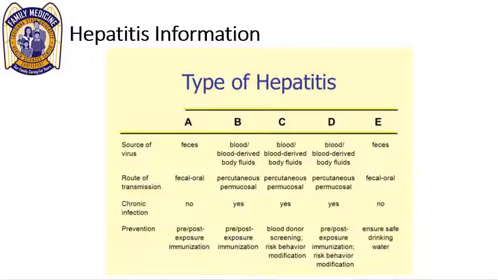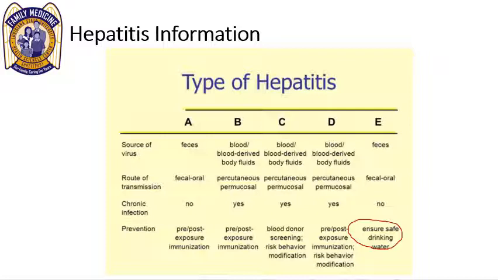So let's talk about the types of hepatitis. We will have one question on your Step 3 about hepatitis, I'm sure of it. A and E are spread by feces, fecal to oral, people not washing their hands, or soiled drinking water in this case. And then B through D are all percutaneous, permucosal, blood or bodily fluid.